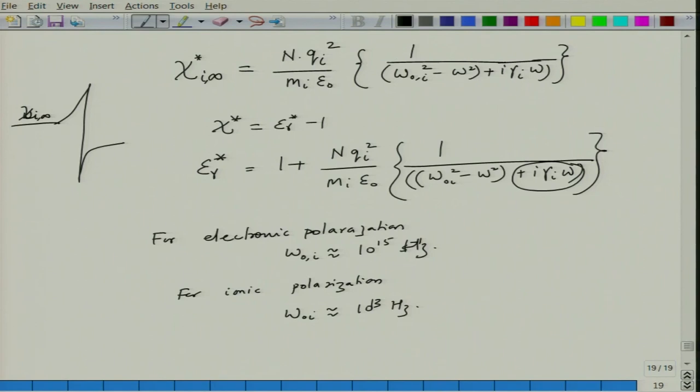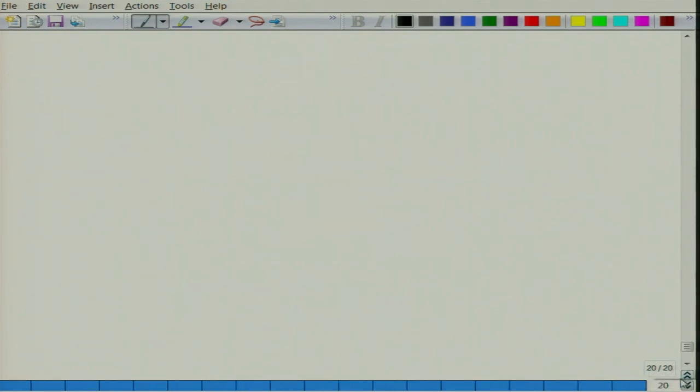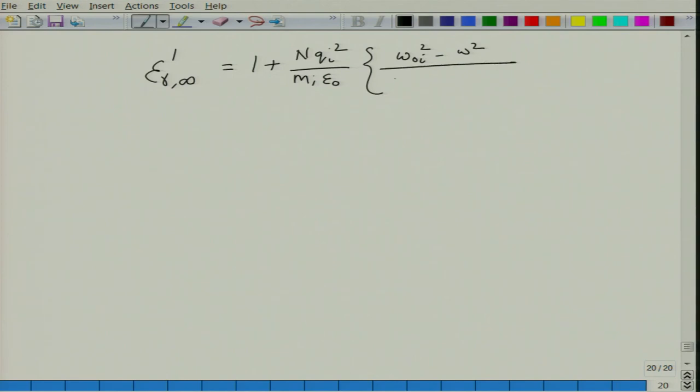So, when you plot these, from this you can also determine what is epsilon r. So, this is equal to epsilon r prime minus I epsilon r double prime, right. Now you have an I term here. So, what you will do is separate these variables into real and complex parts. When you do the separation, you will find epsilon r infinity for ionic and electronic as n qi square divided by mi epsilon naught into omega oi square minus omega square divided by omega oi square minus omega square to the power 2 plus gamma square omega square.